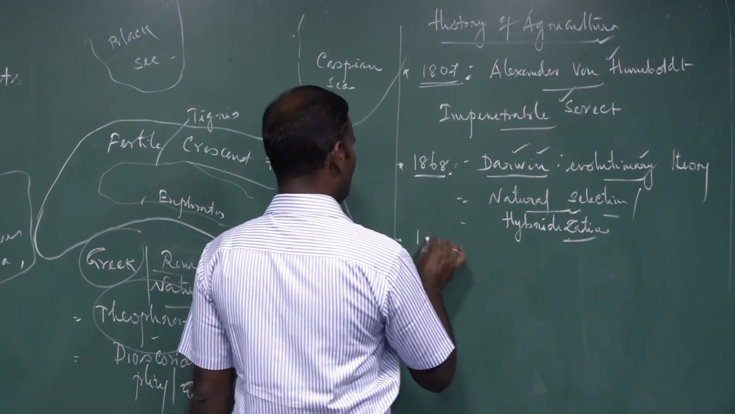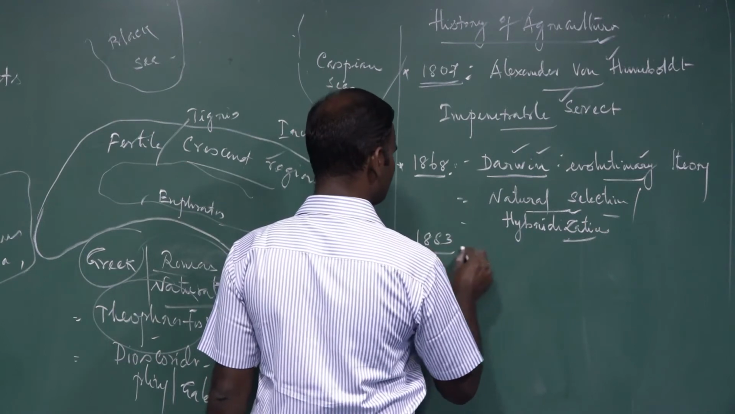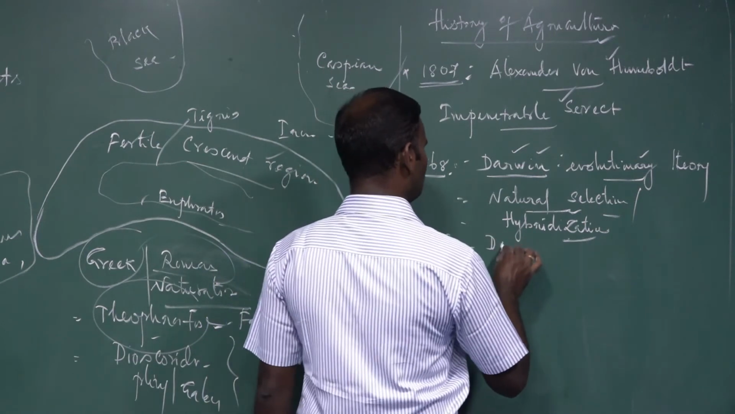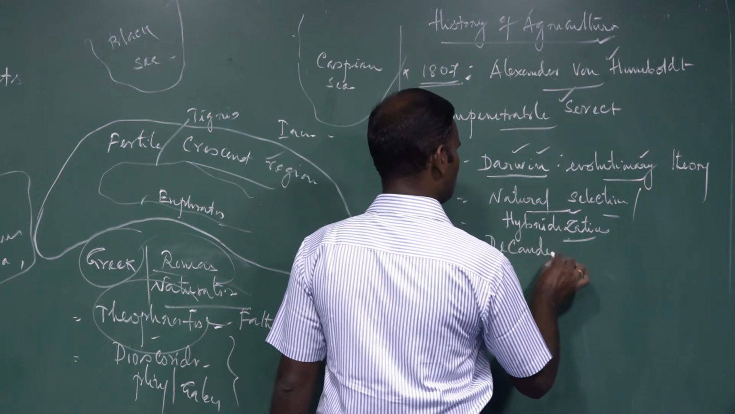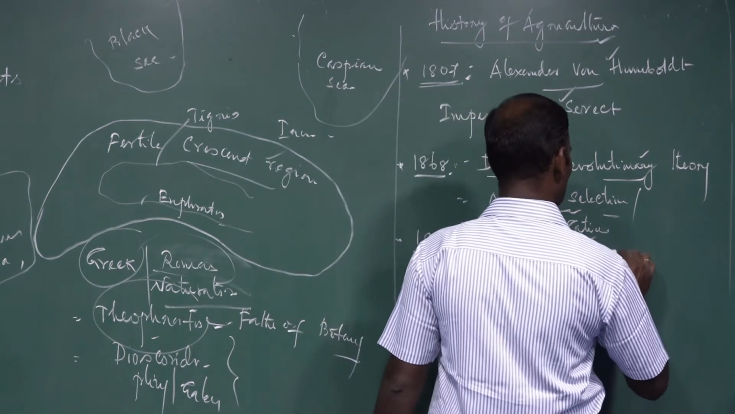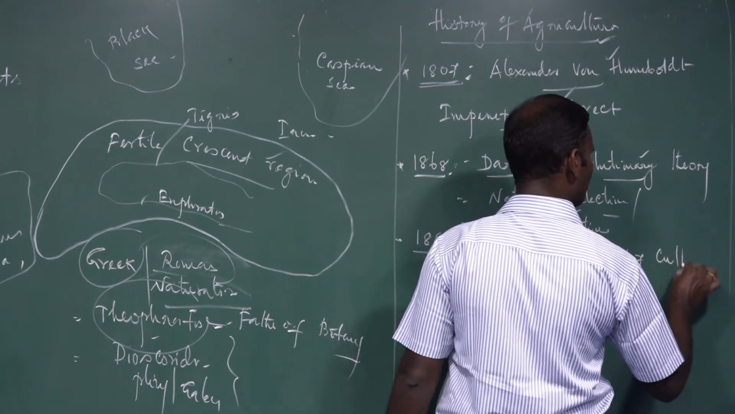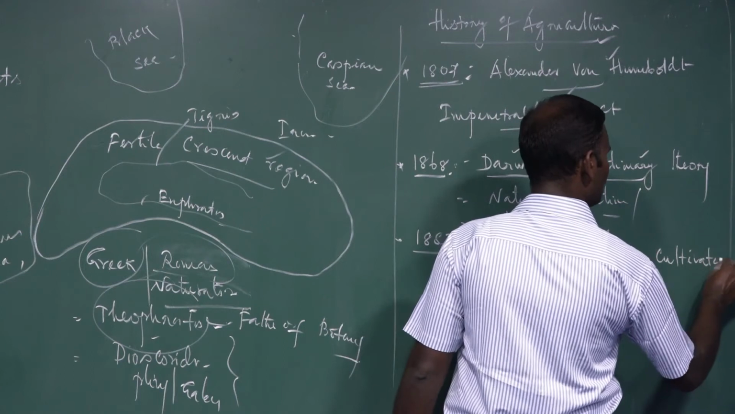The next, 1883, De Candolle. He was studying 247 cultivated plant species.